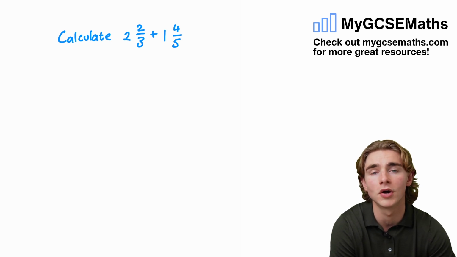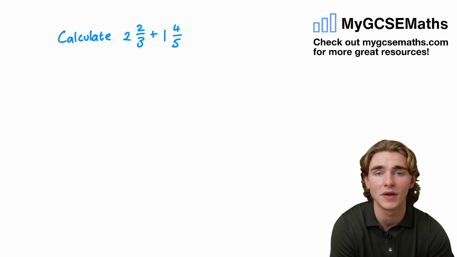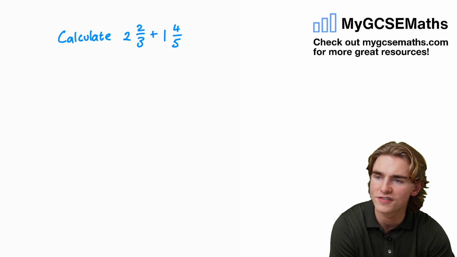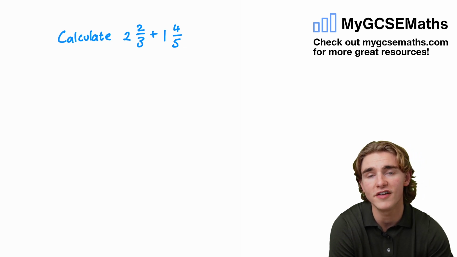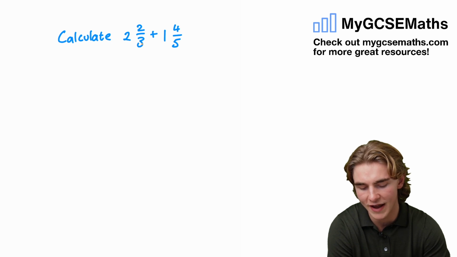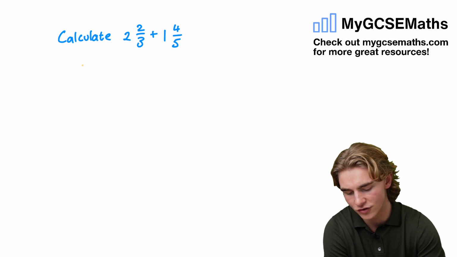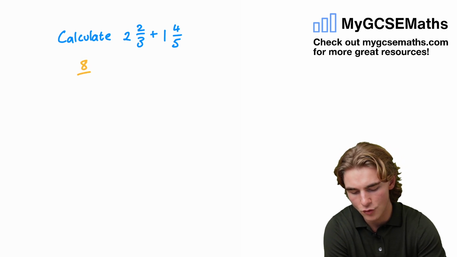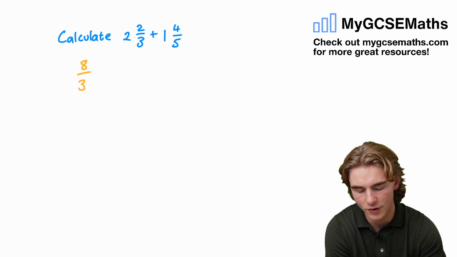Step number 1, guys, we're going to convert these mixed numbers into improper fractions. First off, 2 2/3, to convert this one into an improper fraction, we're going to do our 2 times by our current denominator of 3. That is going to give us 6. And then we're going to add that 2 on the top. That is going to give us 8. So we can write 2 2/3 as 8 over, and then we have our denominator of 3.